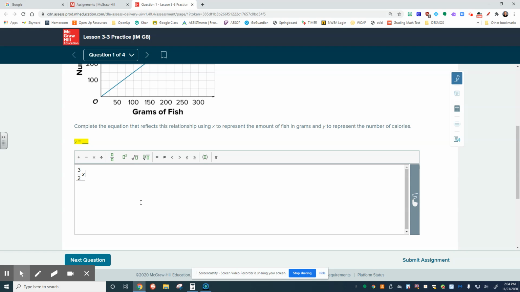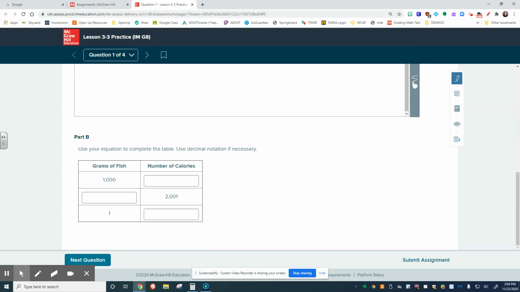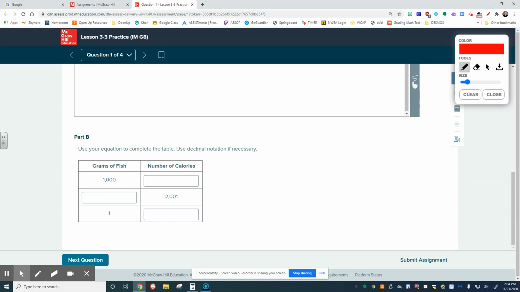So now with that question, knowing that our equation is y equals 3/2 of x, we can go ahead and use that down here with our part B to calculate the number of calories or the number of grams of fish. In this case, the grams of fish is x, that's our input. The number of calories is y, our output. And I can use my equation to represent these pieces. Since this is x right here, multiply that by 3/2 to tell us what y is equal to.